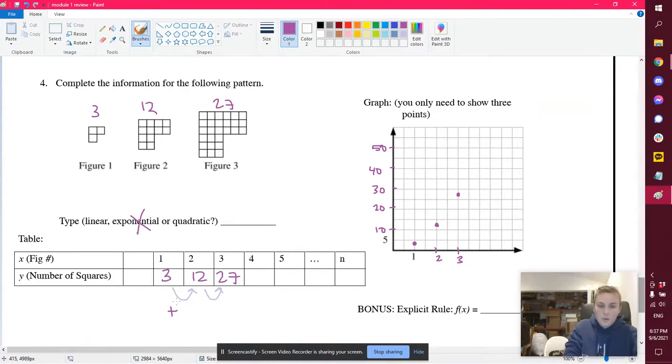Now we're going to see what we added, right? 3 to 12, we add 9. From 12 to 27, we added 15. So we actually also know that it's not linear, right? By looking at the table, we can tell it's not exponential and it's not linear, so it has to be quadratic.